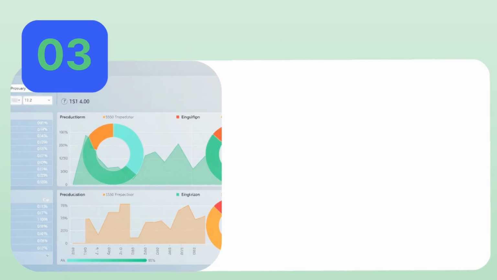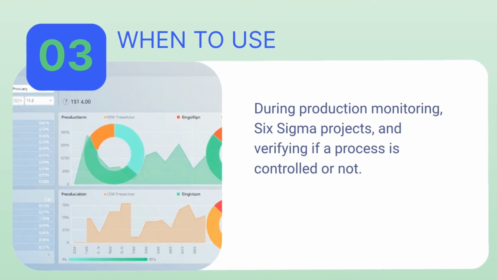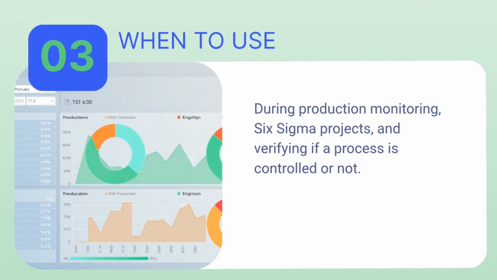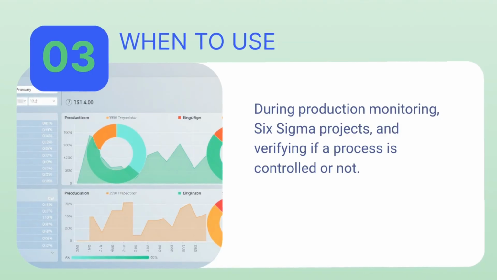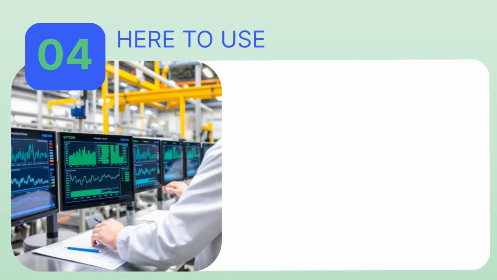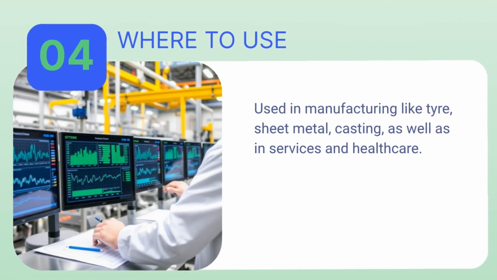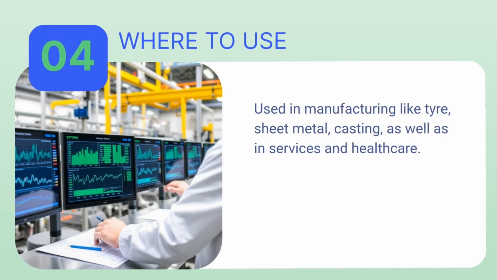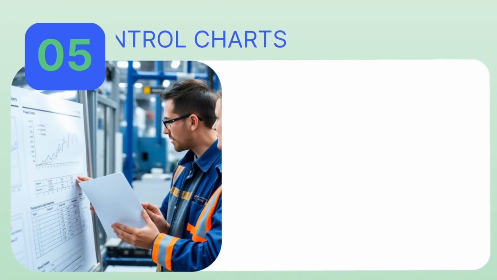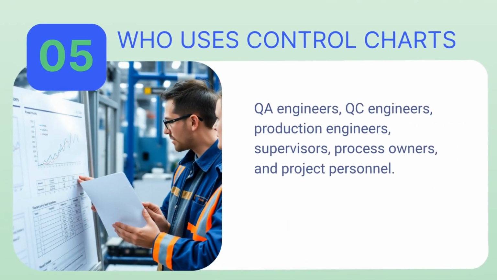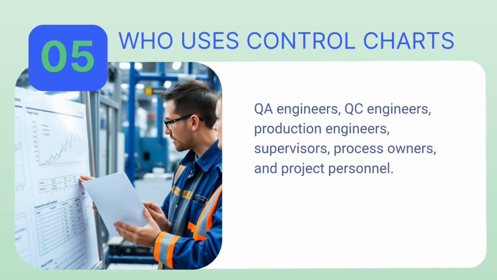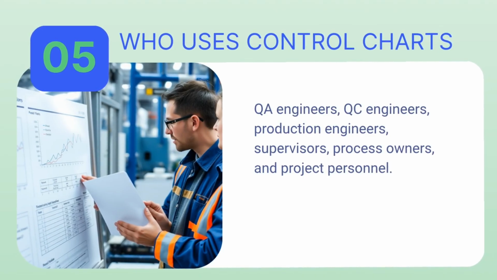Control charts are applied during production monitoring, Six Sigma projects, and to confirm if processes are controlled. Control charts are widely used across manufacturing industries and service sectors including healthcare. Various roles including QA and QC engineers, production supervisors, and project personnel use control charts.